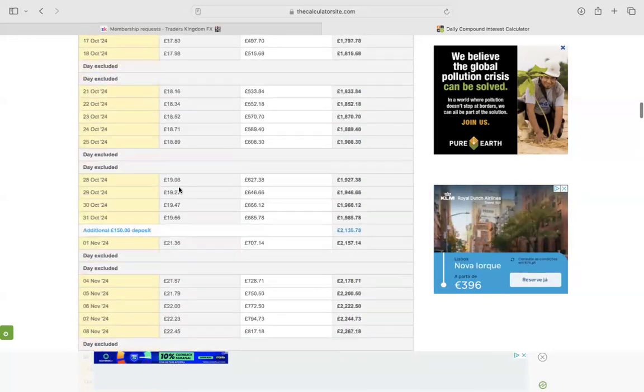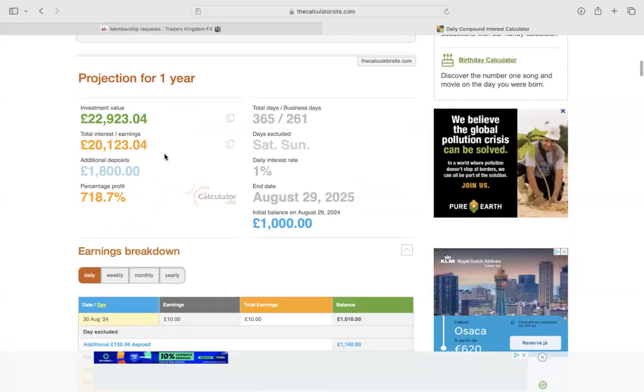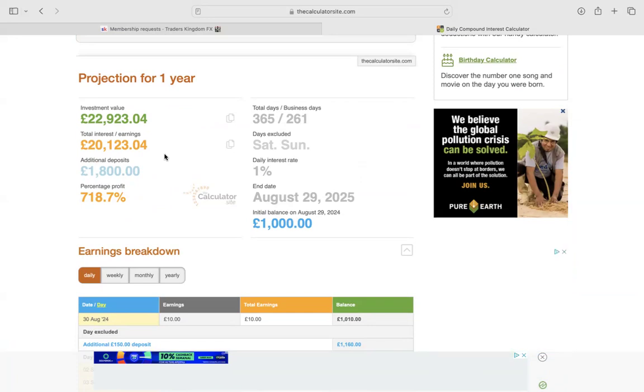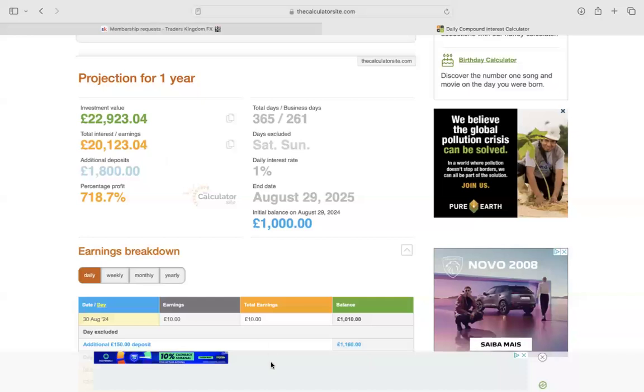But I guarantee if I said to you, listen, you've just put a grand in, at the end of the year, you're going to have 22K. Don't do anything other than following the steps. How many of you would stick around for a year from a grand? Be honest in the chat. Be honest.